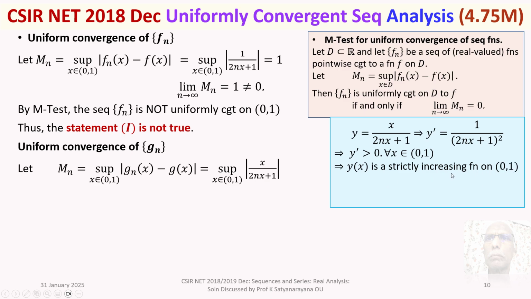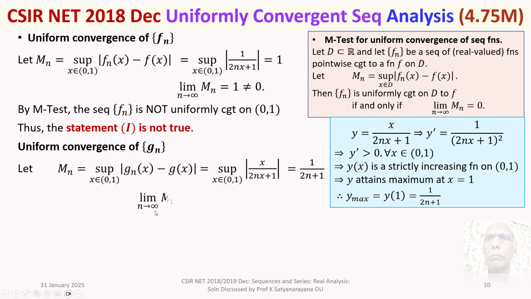When it is a strictly increasing function on 0 to 1, y will attain its maximum at x equal to 1 at this end point, because it is increasing. Because it is increasing, it attains minimum at 0 and maximum at x equal to 1. So y attains maximum at x equal to 1, and the maximum value is y of 1. For x you substitute 1, so 1 by 2n plus 1. The supremum is 1 by 2n plus 1.